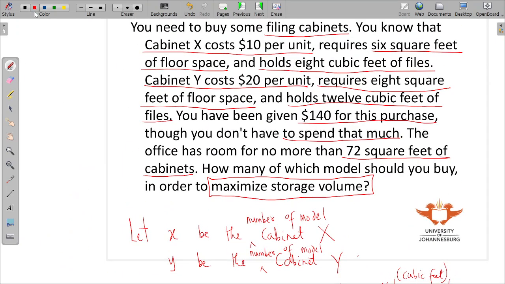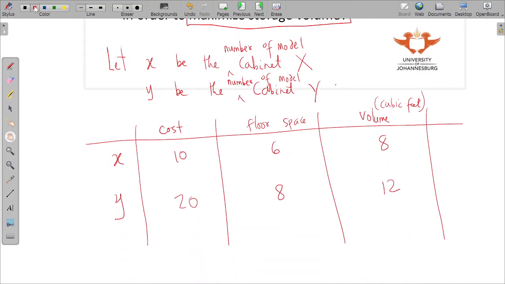But let's finish reading. You have been given $140 for this purchase. So there's a 140 limitation or restraint on the cost. Did you see that? On the cost. Though you don't have to spend this much, you can spend up to 140, but you cannot spend more than 140. That shows the cost can only be less than or equal to 140. Please take note of this.